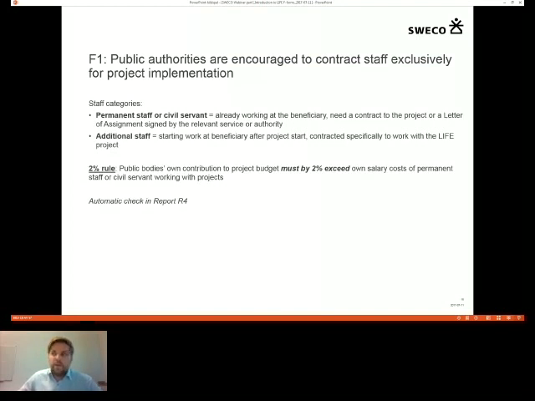So there was one question on whether permanent staff or civil servants, that is people that already work at the beneficiary, if they already have a contract with the municipality, for example, do they need to sign a new contract? Yes, that is an opportunity, but it's not necessary. It would be enough to keep the original contract, but write an additional letter of assignment to the LIFE project.